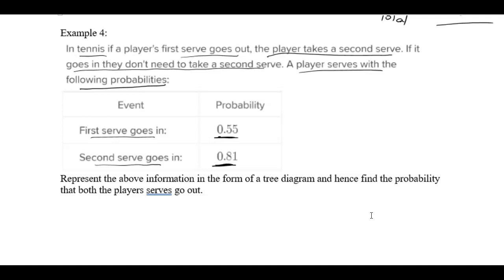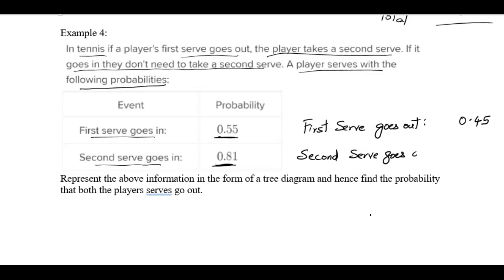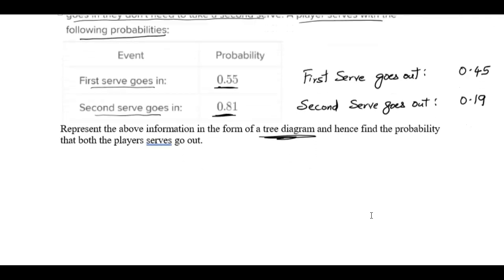If the chances of the first serve going in is 0.55, what do you think is going to be the chances of the first serve going out? That's going to be what's left out of 1. So 1 minus 0.55 is going to be 0.45. Similarly, if I focus on the second serve, the chances of it going in is 0.81. So the chances that the second serve goes out is going to be 1 minus 0.81, which is going to be 0.19. So we want to represent this information in the tree diagram. Let's go ahead and do that.